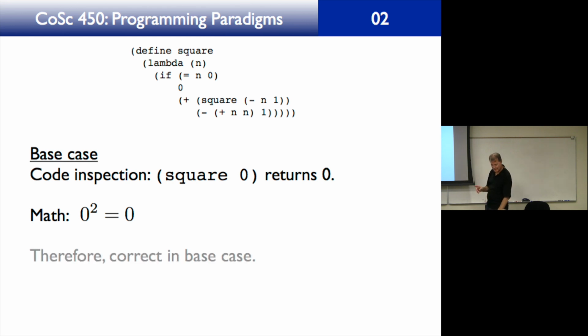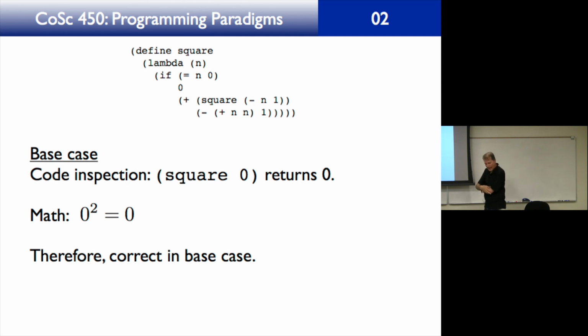Okay, so that's the base case. Therefore, because it returns 0 and because the math says it should be 0, it's correct in the base case. Yeah, question? Does this definition of square only work with integers? Yes, it does only work for integers. That was an unstated assumption. Because otherwise, if it were 0.5, it would never equal 0, and the recursion would go on forever. Yeah, that's a good point.